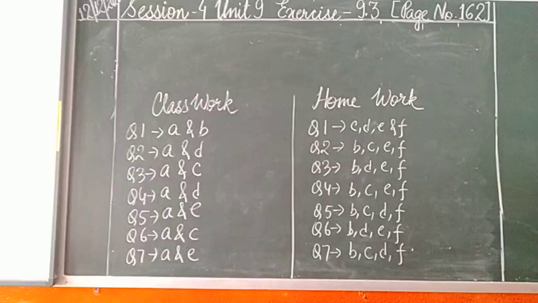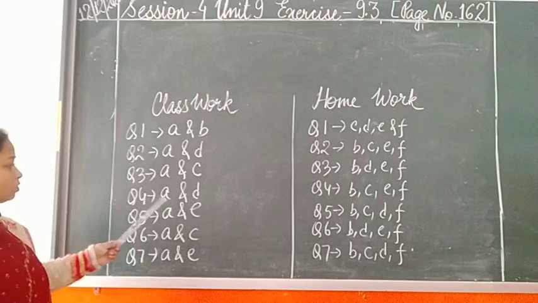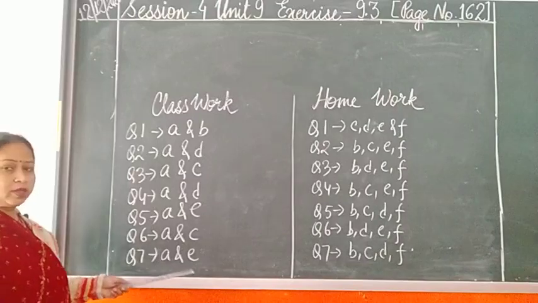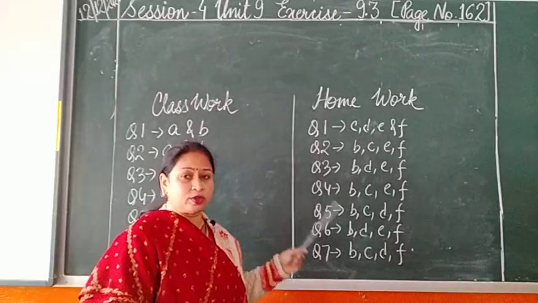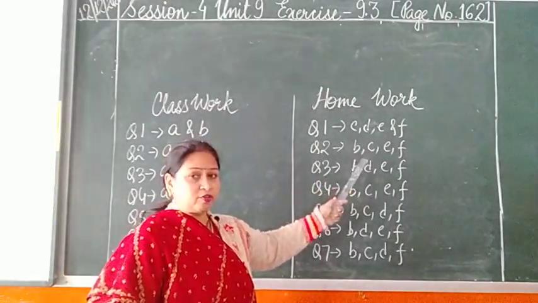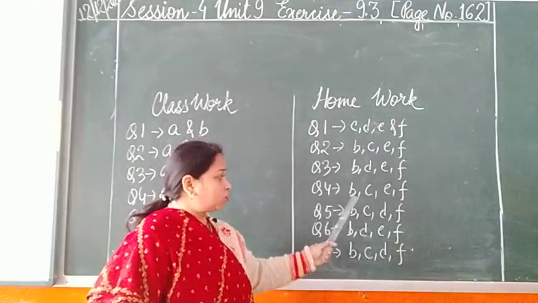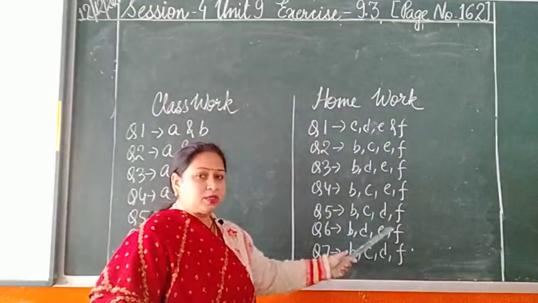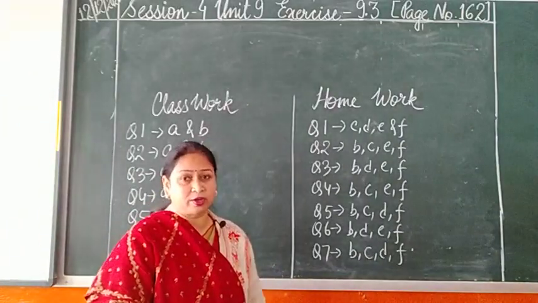So as you can see, the classwork is question number 1 A and B, question number 2 A and D we did, question number 3 A and C, 4 A and D, 5 A and E, question number 6 A and C, and question number 7 A and E. So homework will be whatever I have not written over here, that you need to practice. C, D, E and F for question 1, 2 B, C, E, F, 3 B, D, E, F, 4 B, C, E, F, 5 B, C, D, F, 6 B, D, E, F, 7 B, C, D, F. Anyhow, overall all the questions you have to write it in your copy.